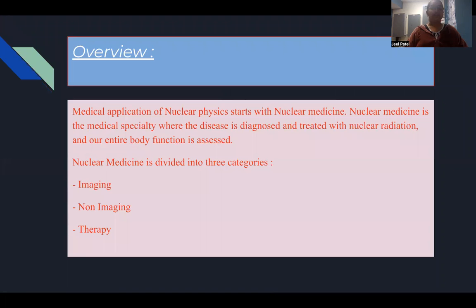The medical application of nuclear physics starts with nuclear medicine. Nuclear medicine is the medical specialty where diseases are diagnosed and treated with nuclear radiation. Our entire body function can also be assessed with nuclear radiation. Nuclear medicine is further divided into three categories: imaging, non-imaging, and therapy.